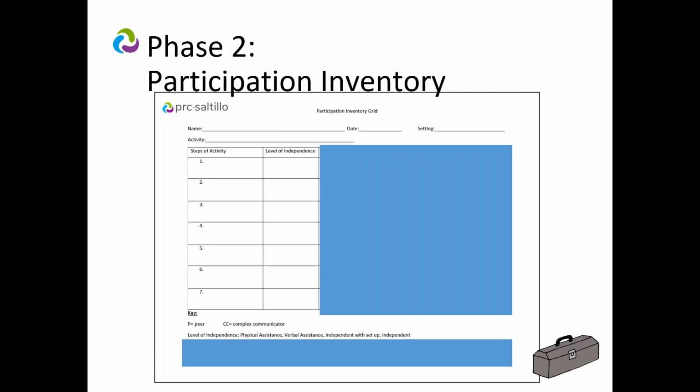So looking back at that participation inventory grid, you see the next section is that list of level of independence for the various steps. So we would go through, and at the bottom is the key to mark off, is it the peer that you're rating or the complex communicator? And then also a key for level of independence. And you could create your own abbreviations for that as well, but just as a reference and reminder.